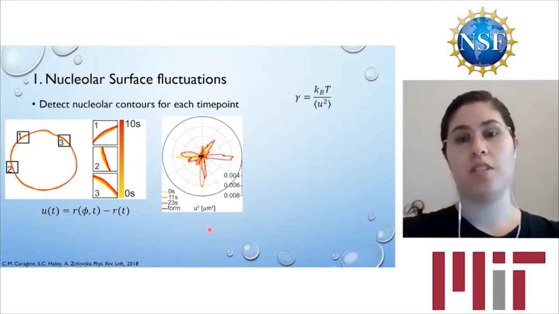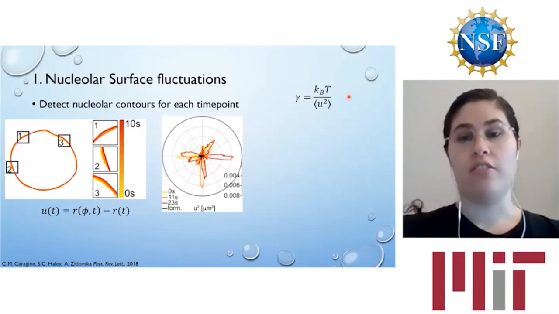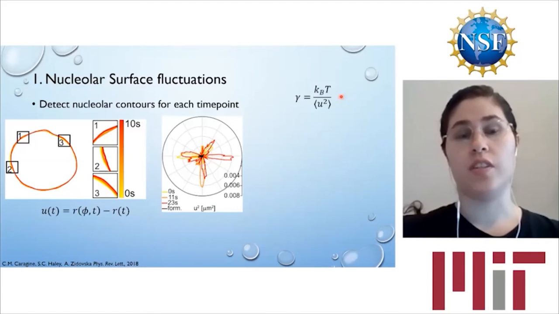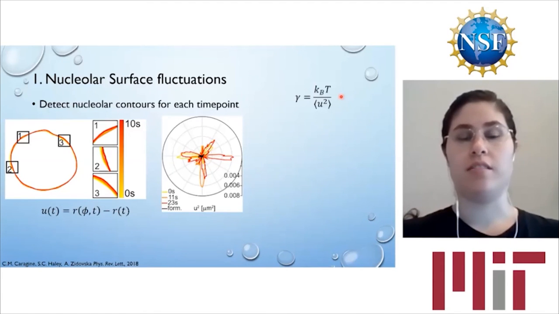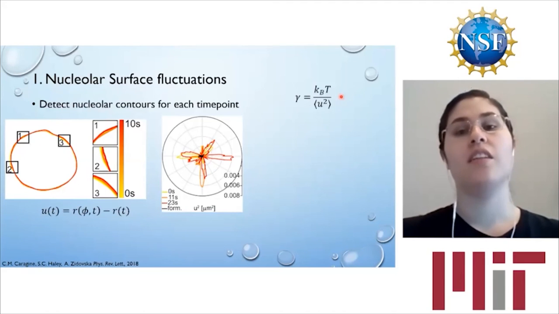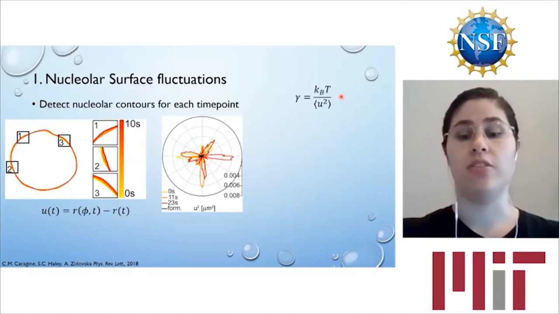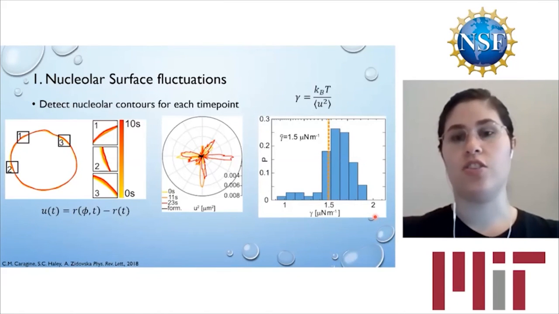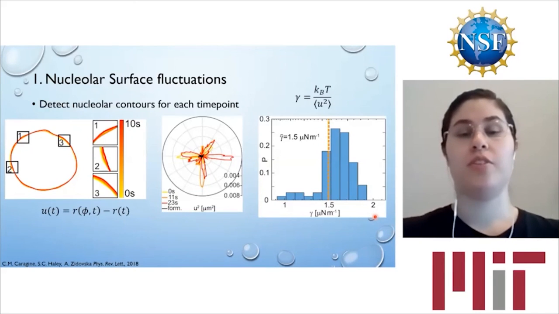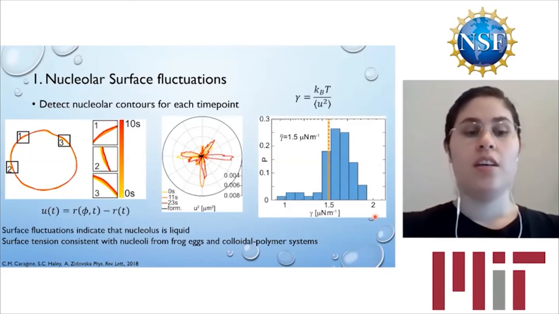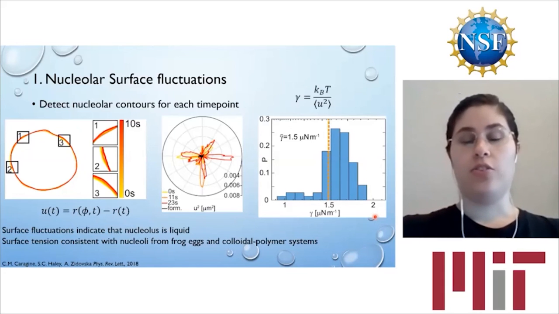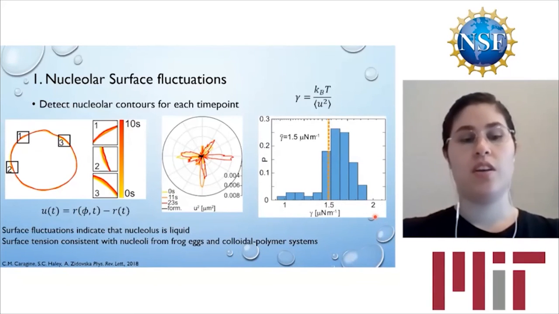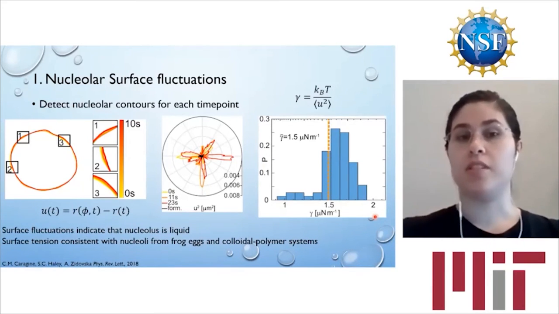And from these U-squared measurements, we can actually extract the surface tension of the nucleolar droplet. Here we are using a temperature of 37 degrees Celsius, but even if we were to assume an effective temperature for the cell, this would only change our surface tension measurements by about a factor of 2. So we finally get our surface tension. We get an average surface tension of 1.5 micronewtons per meter, which, if you're familiar with surface tension measurements, seems extremely small, but it's actually consistent with the surface tension that was found for nucleoli in frog eggs and also for colloidal polymer systems. And this entire experiment shows that the nucleolus is a liquid-like droplet in human cells, which hadn't been shown before.